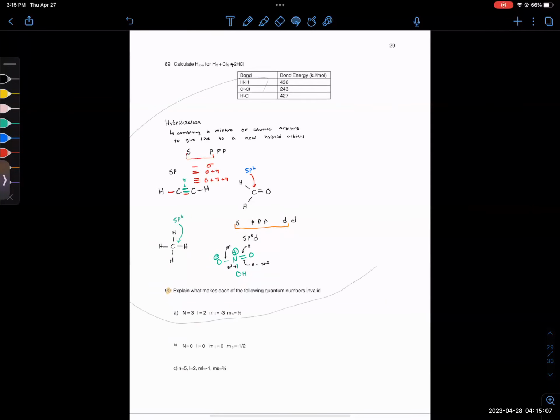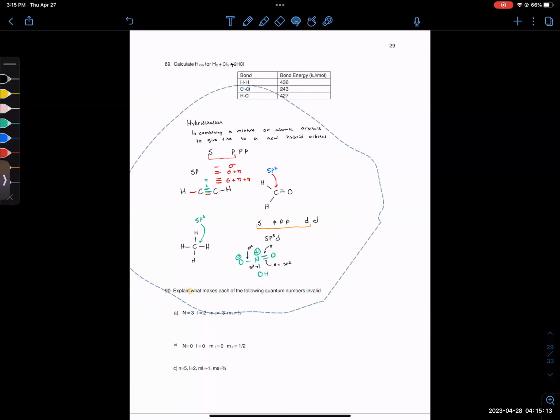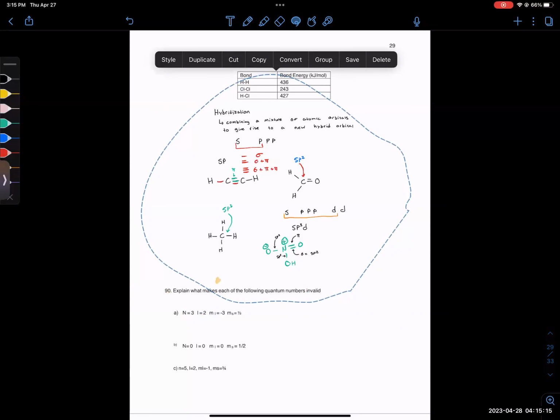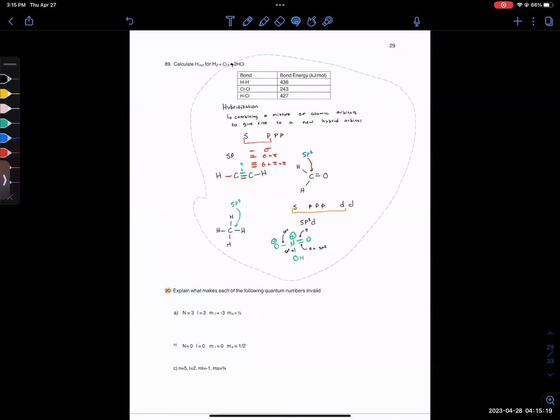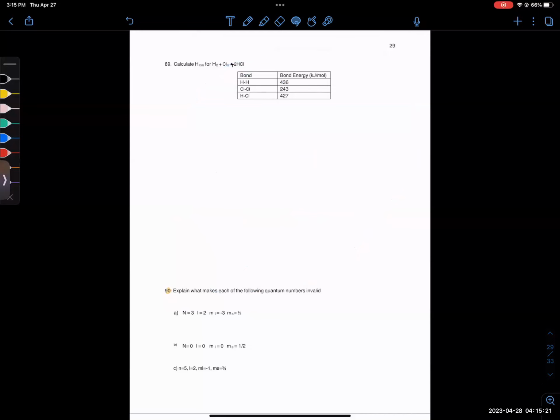So if there is no further explanation needed for hybridization, if that makes sense. Yeah, what's up? So we had a question on this practice exam. It's 12. Do you mind looking? Yeah. It's about hybridization.